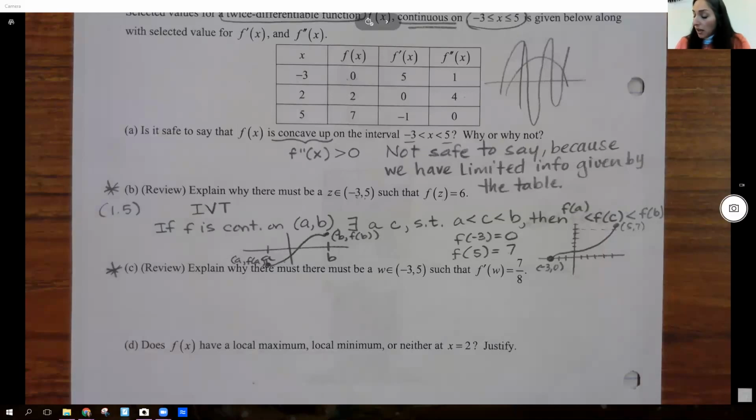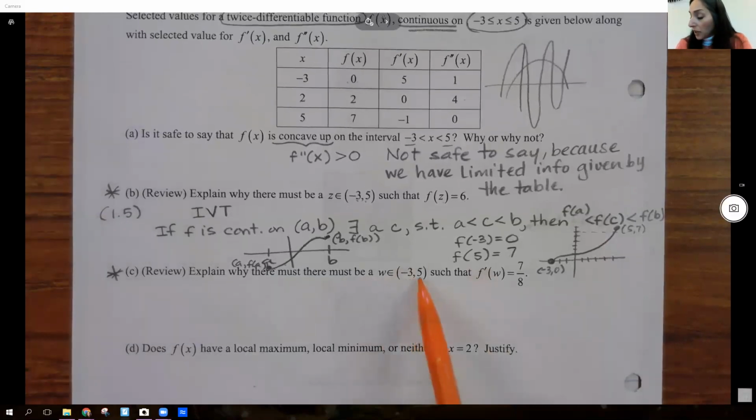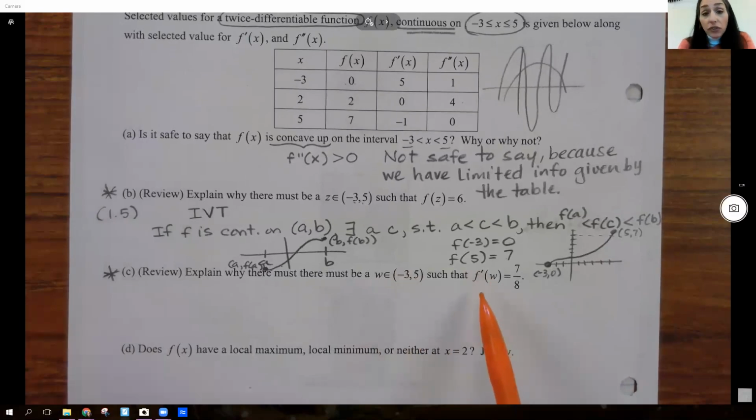For letter C, explain why there must be a W, which is just like another X value, in between -3 and 5, such that the first derivative at that W must be 7/8. So this is also a review. And it also ends with a V and a T. So you've got two left to pick from. Which one is this?